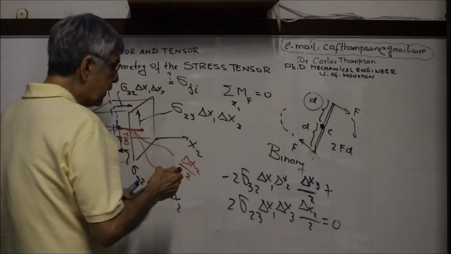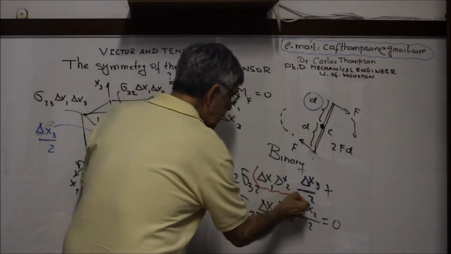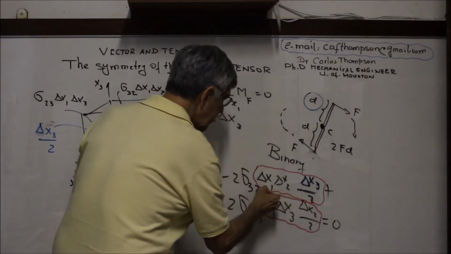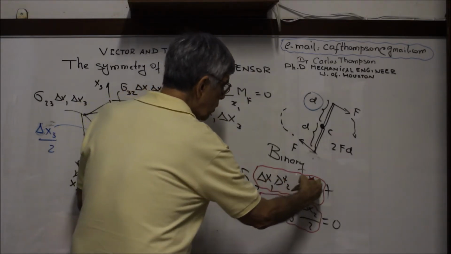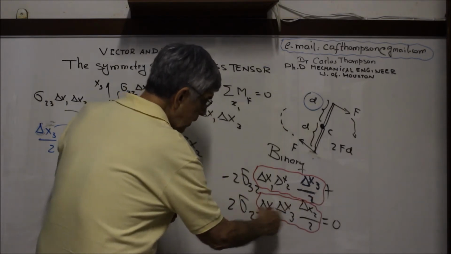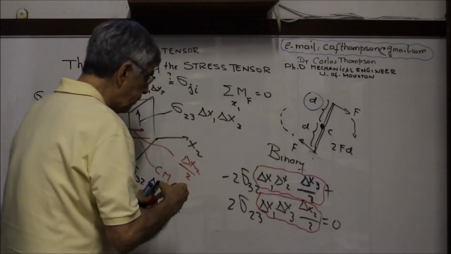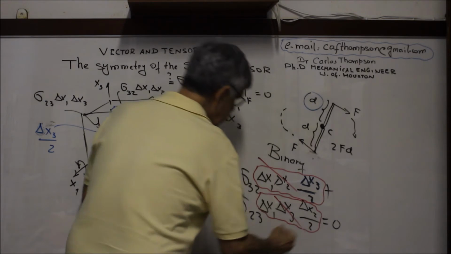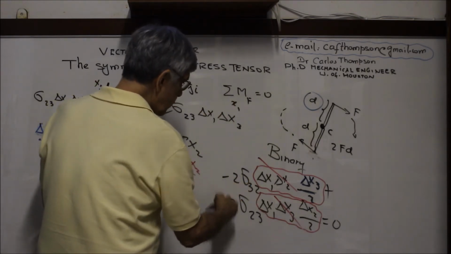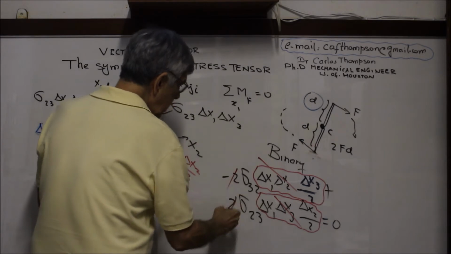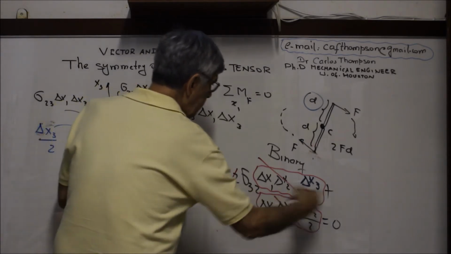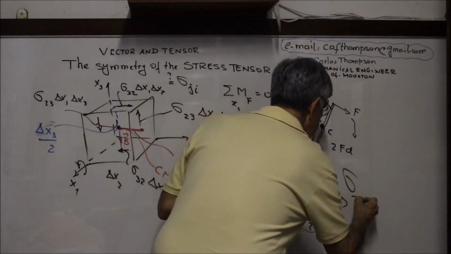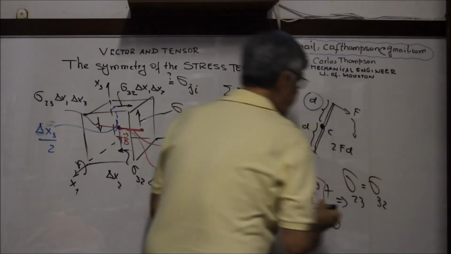Now, you can see clearly that this term here is exactly this term over here. You see? Delta x1, delta x2, delta x3 divided by 2. Delta x1, delta x2, delta x3 divided by 2. So we can cancel this and this. And also we can cancel this 2 here. So sigma 2,3 is equal plus sigma 3,2. So this implies that sigma 2,3 is equal plus sigma 3,2.